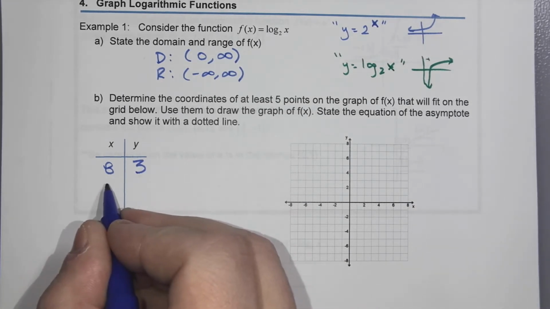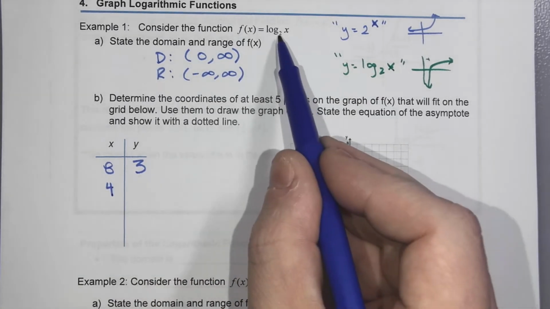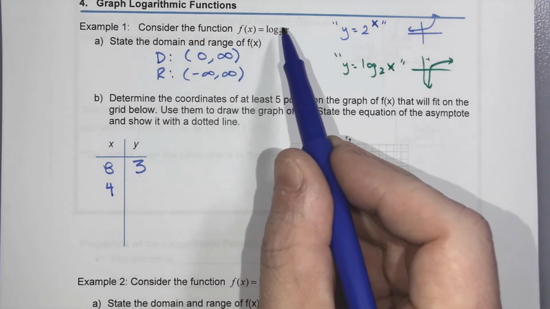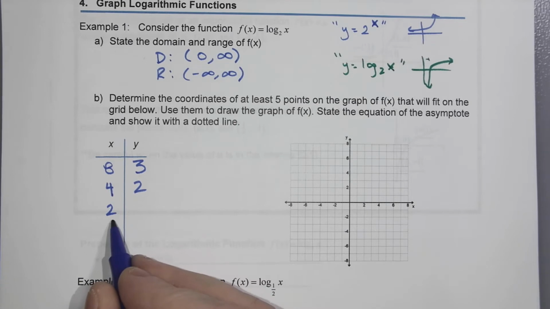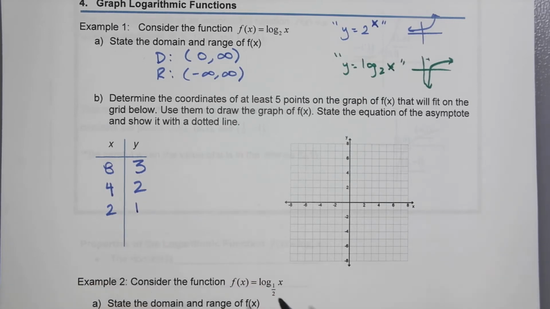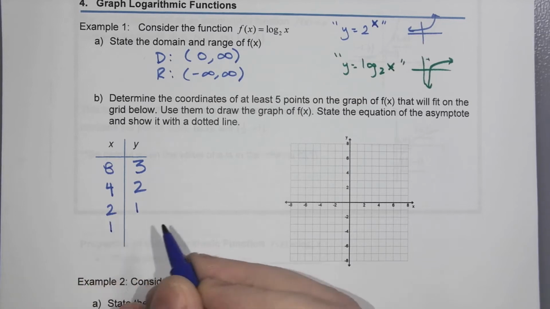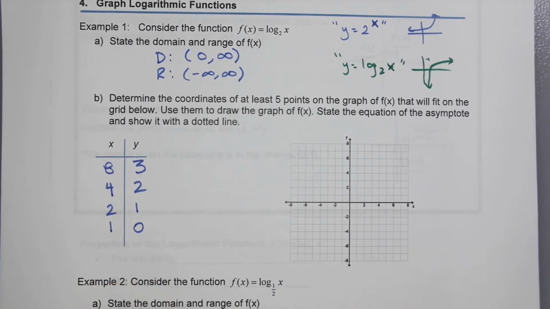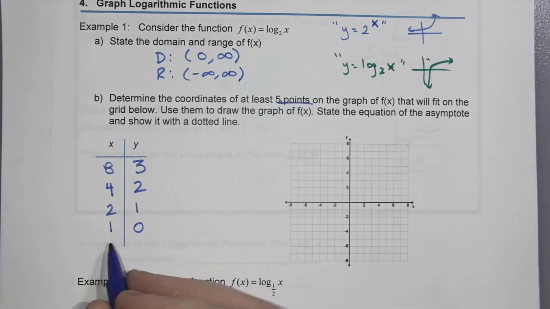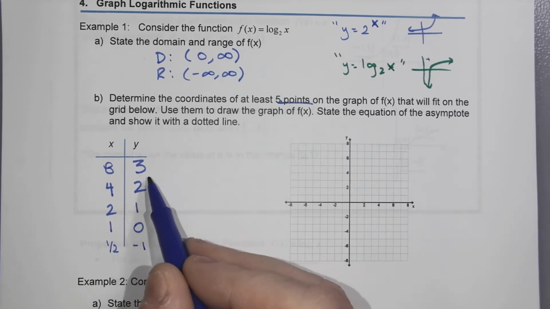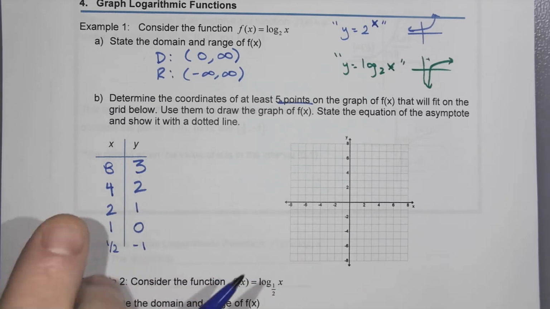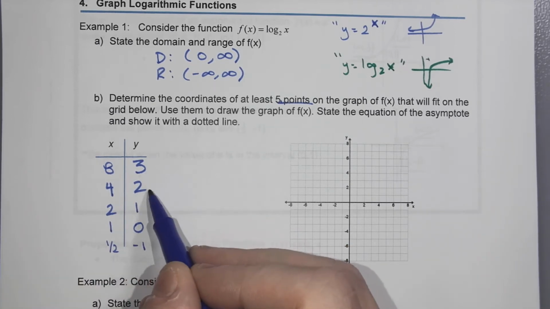Now I won't do 7 or 6 or 5, but instead I'll jump to 4, because what exponent do you put on 2 that gives you 4? That's 2. What exponent do you put on 2 that gives you 2? That's 1. What exponent do you put on 2 that yields 1? That's 0. And then it does command 5 points, so I'll have to go a little bit further and think, what is the exponent that I can put on 2 that will give me the reciprocal, which is 1/2? That's negative 1. So notice over here we have that same relationship, almost going back to exponential, but inverted because logarithm's inverted. 3, 2, 1, 0, negative 1.